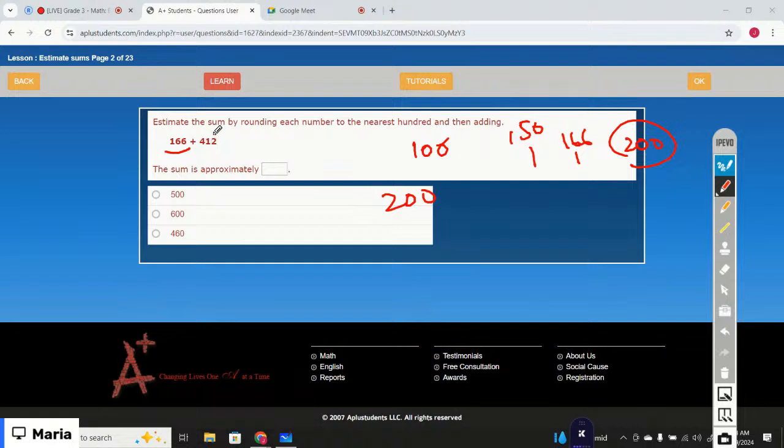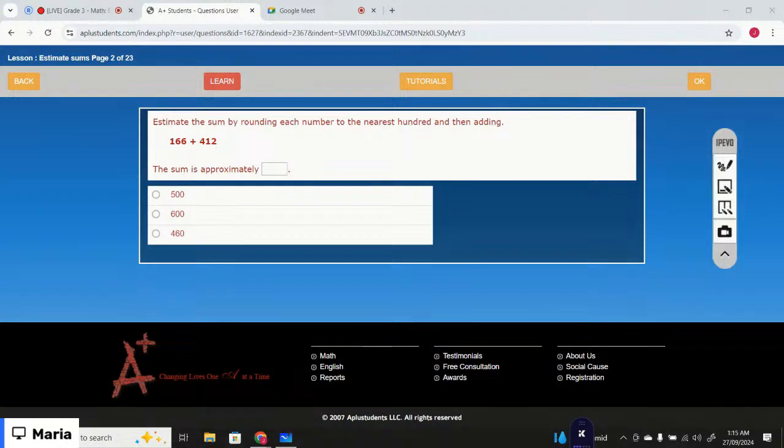And 412 is near to 400. So it would be rounded to 400. So the correct option is 600. Option number 2 is the correct option. The correct option is 600. Option number 2 is the correct option.